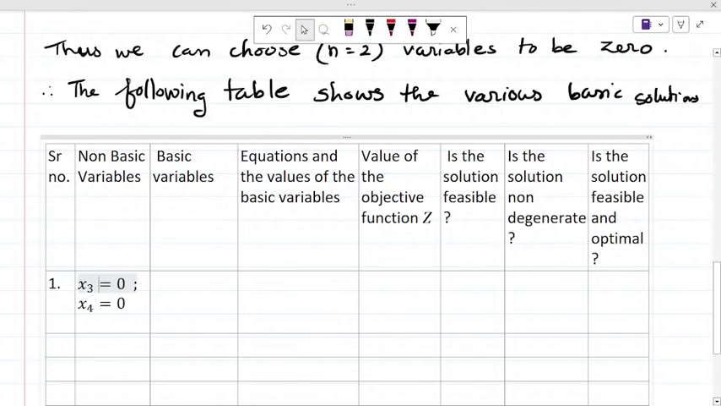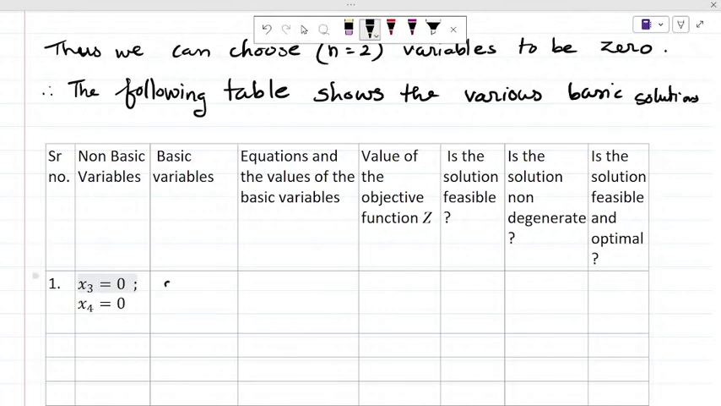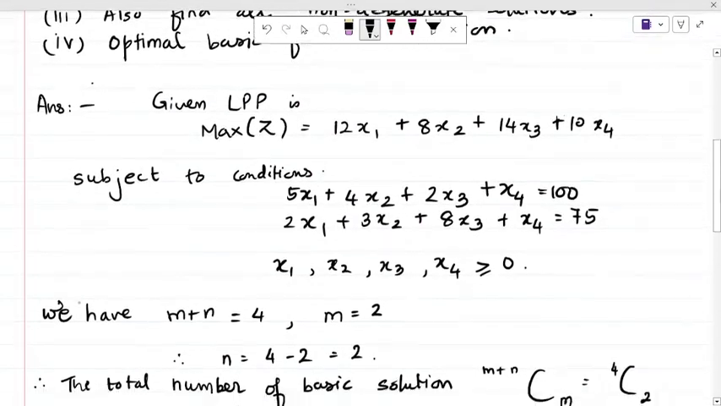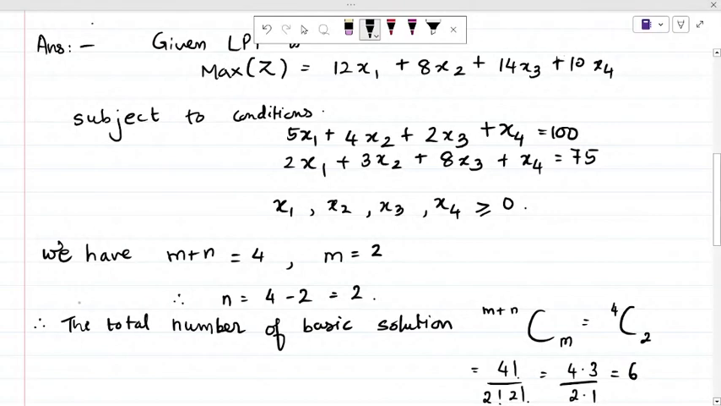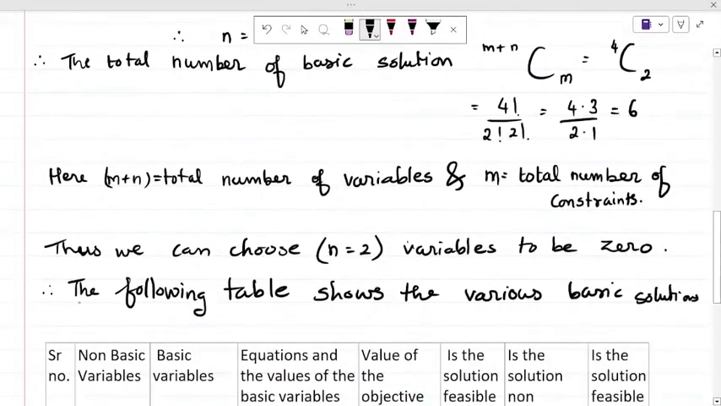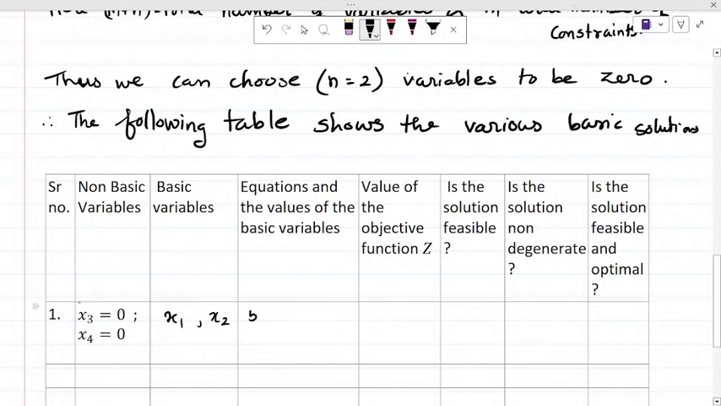So we will do this, and now when we say x3 and x4 have become 0, our basic variables become x1 and x2. So what are the two equations that we get over here? The first equation is 5x1 plus 4x2 equal to 100, and the second equation we will get is 2x1 plus 3x2 equal to 75.